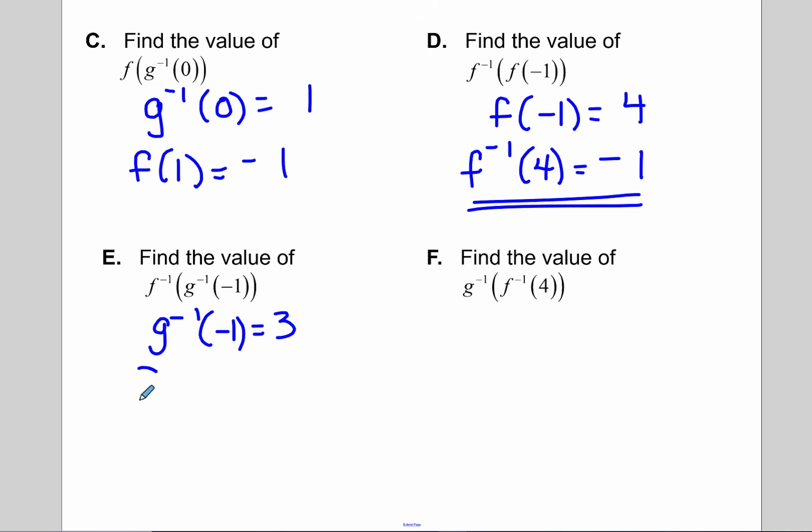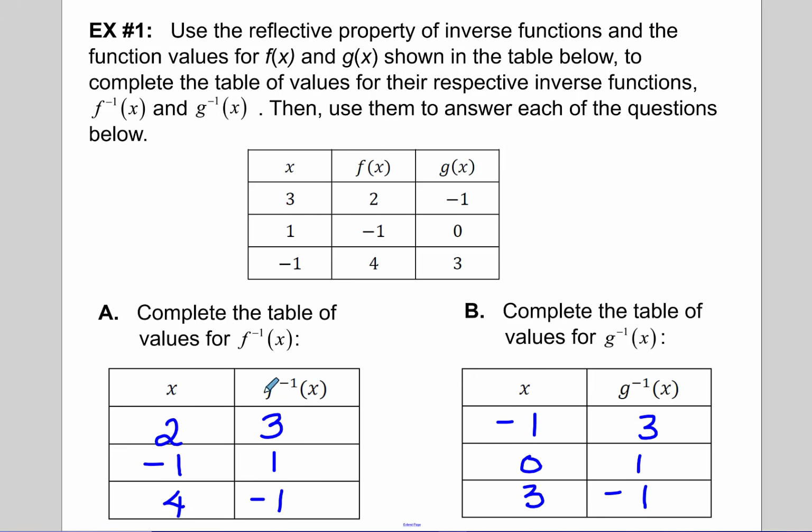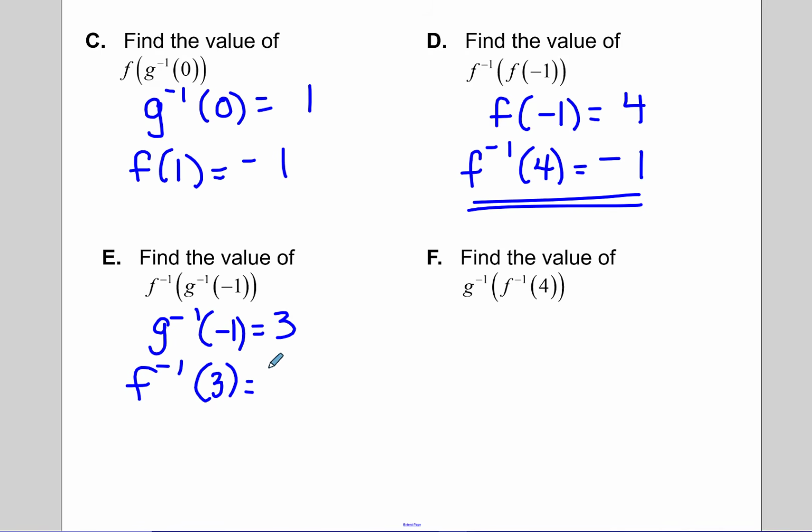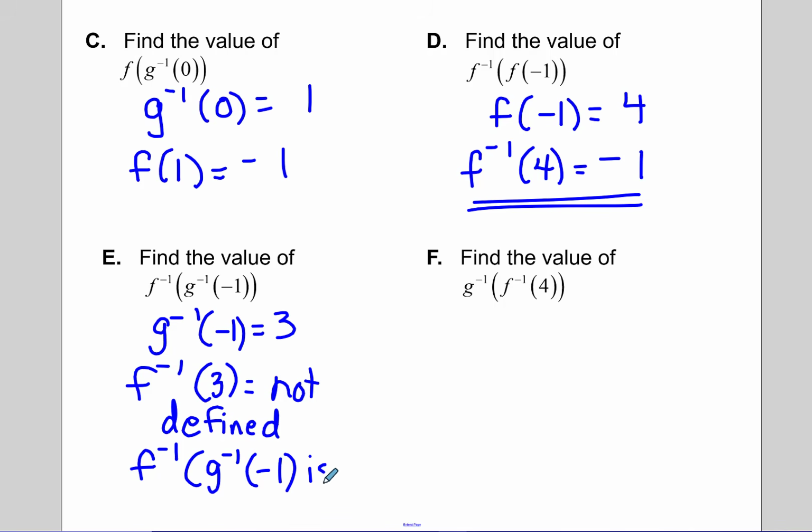And then we want the f inverse of 3. Let's go look at that. The f inverse of 3, well, we don't know what it is because it's not defined. So that is not defined on our table. We don't have enough information to complete that portion of the composition. That's going to tell us the f inverse of g inverse of -1 is also not defined. So we can't complete that task.